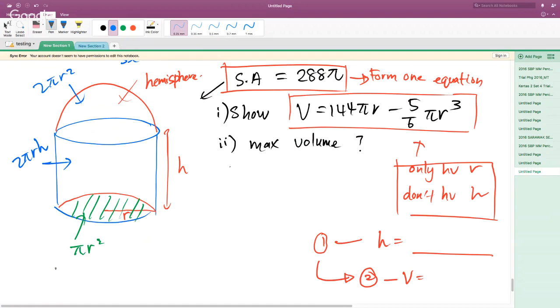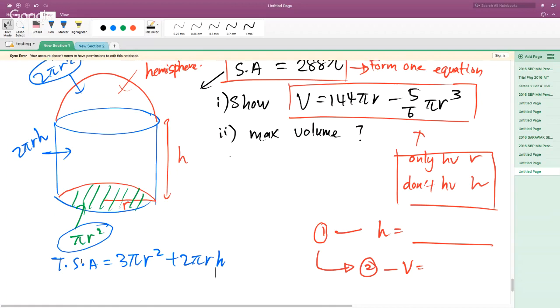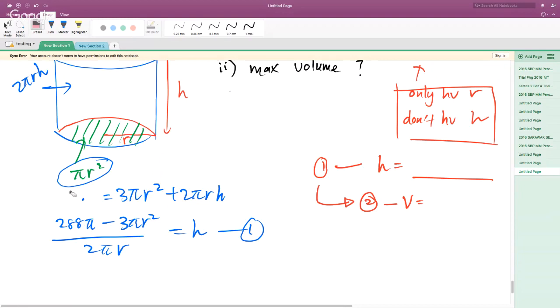So the total surface area is equal to 2 pi R squared plus another pi R squared, which gives 3 pi R squared, and then the middle is 2 pi R H. The total surface area is given as 288 pi, so it equals this thing. Since I want to make H the subject, I will minus the 3 pi R squared and then divide by 2 pi R, equals H. This is my equation, because you imagine the 288 pi is here.